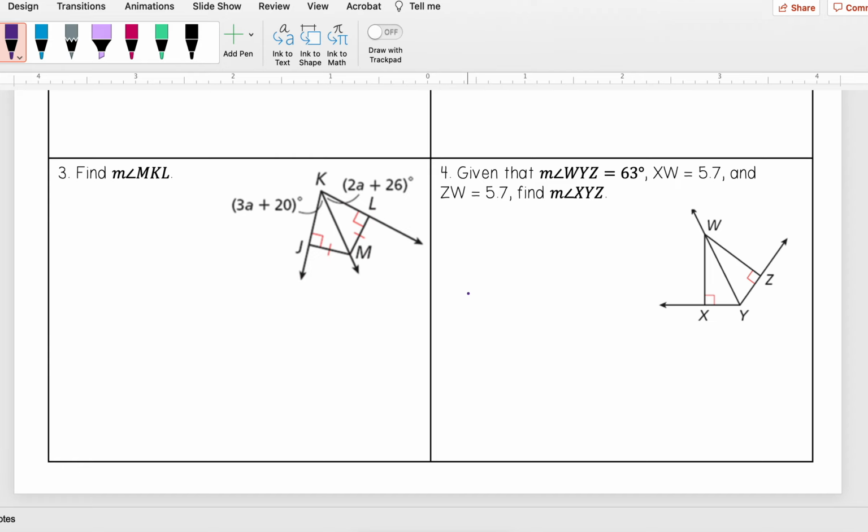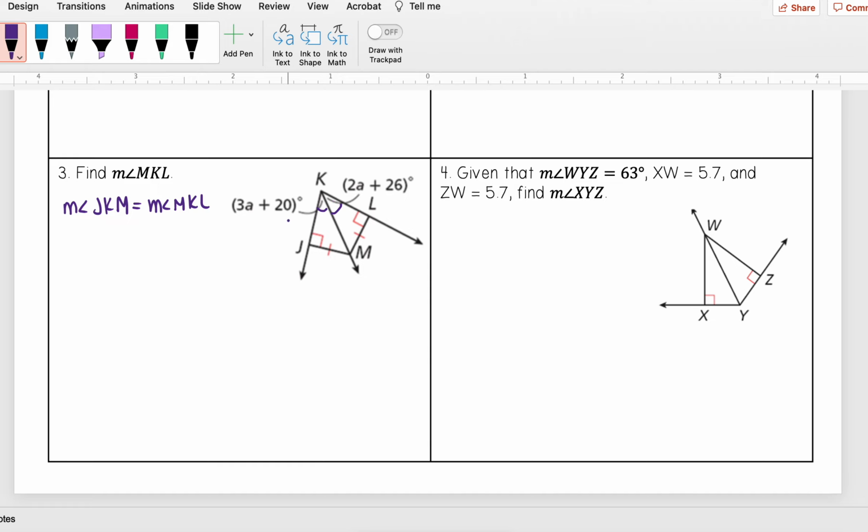Okay, so number three, we want to find the measure of angle MKL. Here, I notice again that this point M is equidistant from L as it is from J. And I see that from these congruent markings. And so since we have that by the converse of our perpendicular bisector, or our angle bisector theorem, I know that M is on the angle bisector. And so that means that this angle here is congruent to this angle here. So measure of angle JKM is equal to the measure of angle MKL.